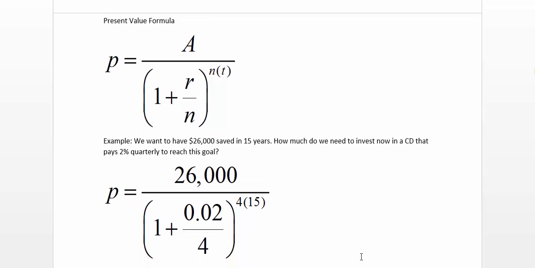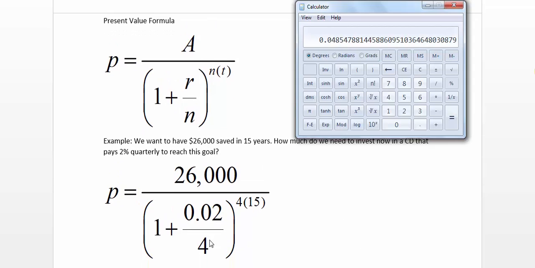I'm going to pull out my calculator. Again, I'm going to start down here in the denominator. 0.02 divided by 4 plus 1. And I'm going to raise it, in this case, 4 times 15 is 60. All right, now this calculator has a memory. So if I hit memory S, it will store that number in the memory. And you notice it puts a little M up here.